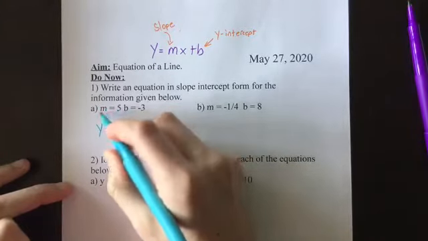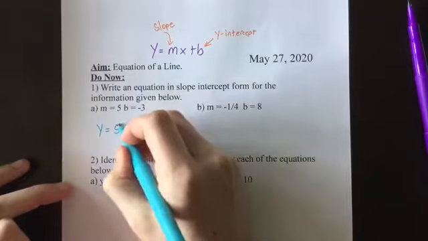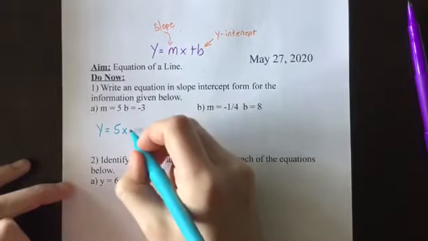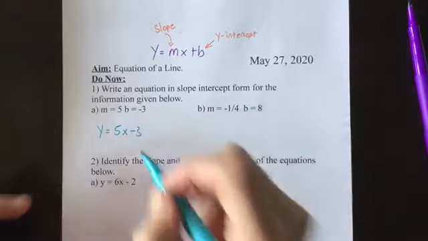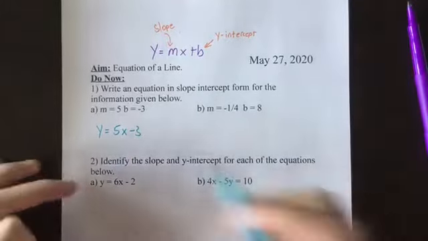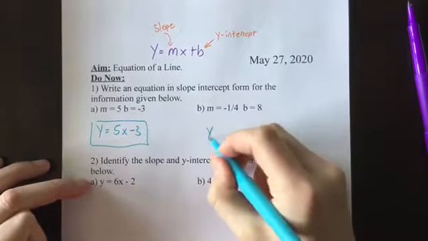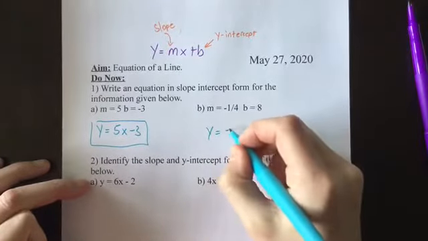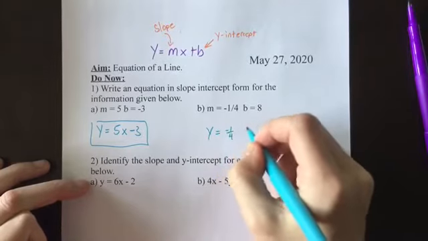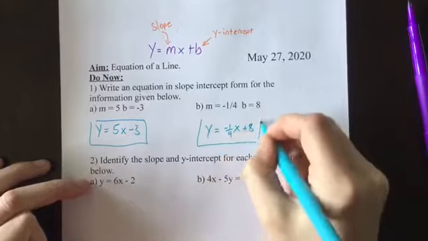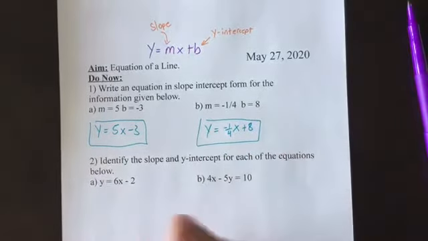So now m is 5, so I'm going to put that in the 5 spot. That's going to be our coefficient, 5x. b is our constant, minus 3, right? b is negative, plus a negative, minus 3. There's our answer. It's that simple. For part b, y equals, our slope is negative 1/4, so negative 1/4 x. b is 8, plus 8. Just putting things into their proper place.